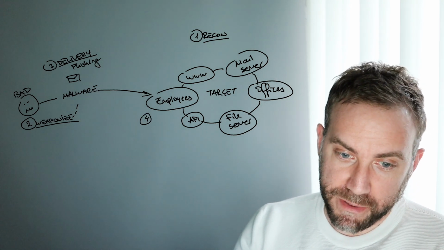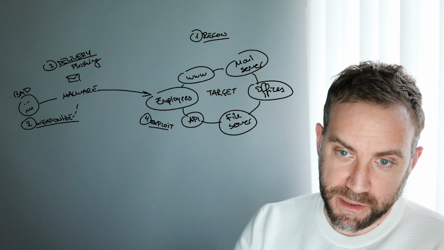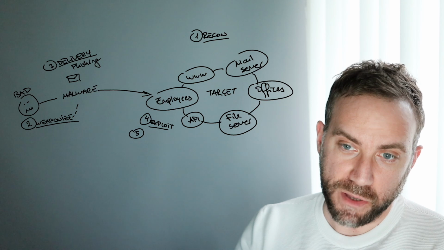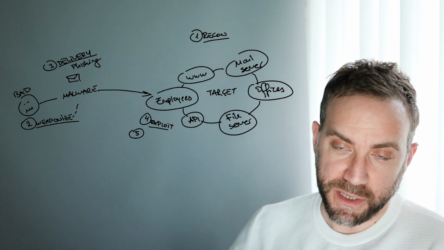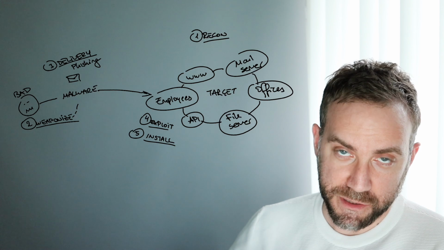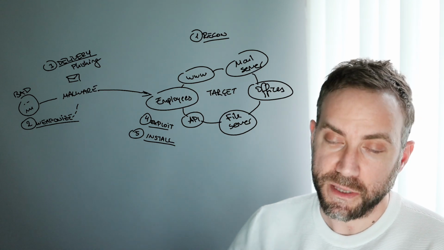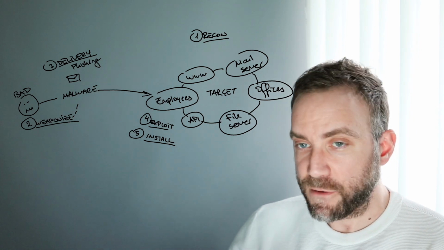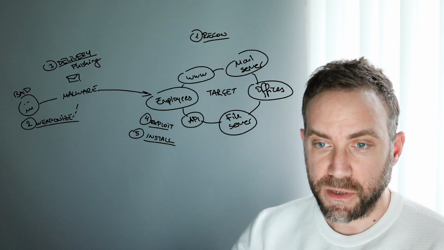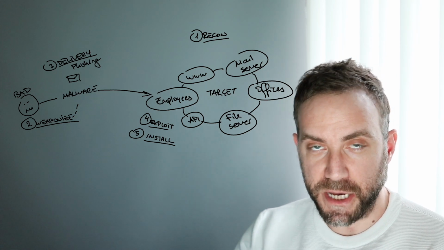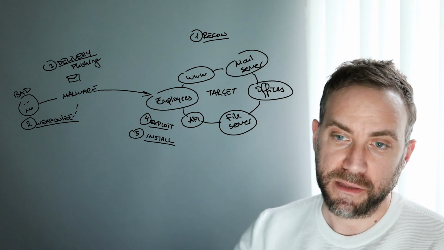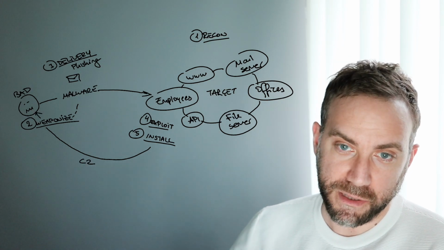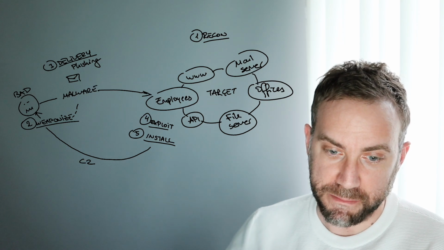And number 4 will be exploitation. That is the point where the employee receives the email, opens it, and runs the malware. And with exploitation will come step 5. Install. That's when the malware will install itself on the victim's machine and start to run. Now, one of the first things that the malware will then do is to establish a communication channel back to the attacker so that the attacker can start issuing extra commands. That's called the command and control channel, step 6.